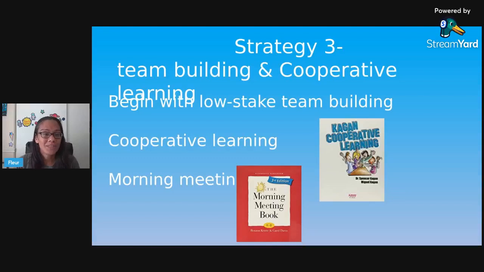So strategy 3, forgive my little slideshow here, it didn't show up well. Strategy 3 is team building and cooperative learning. So this is where the fun is, in my opinion, and where students build relationships and trust with each other, which is humongous. That's huge.